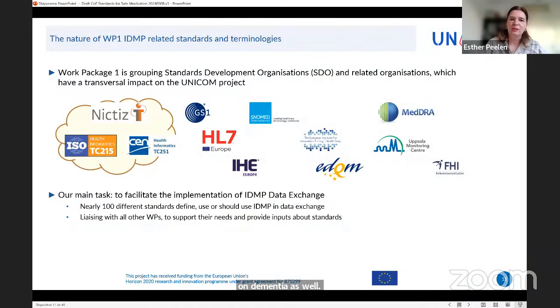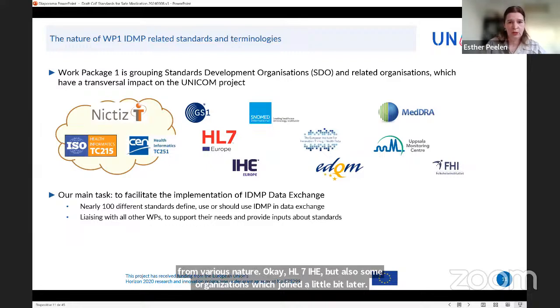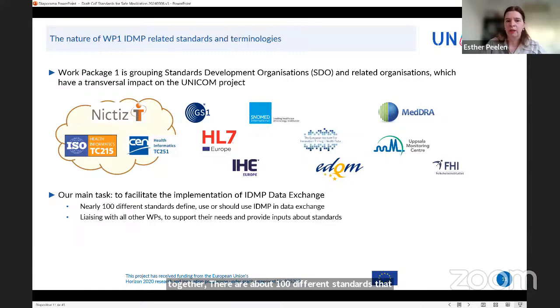So in work package 1 of UNICOM, we are working together with many of the standards development organizations. You can see them here on the screen. They are of various natures, like HL7, IHE, but also some organizations which joined a little bit later, for example, the Uppsala Monitoring Center, IDUQM, MEDRA. And altogether, there are about 100 different standards that are somehow related or impacted by IDMP data exchange.